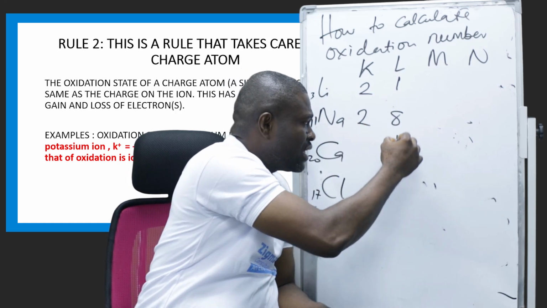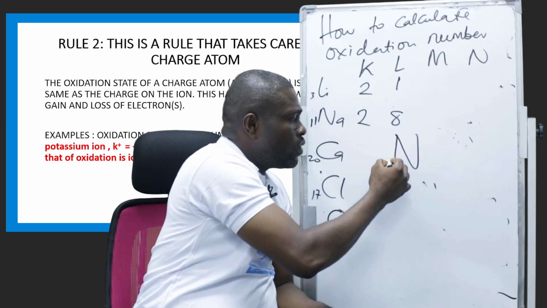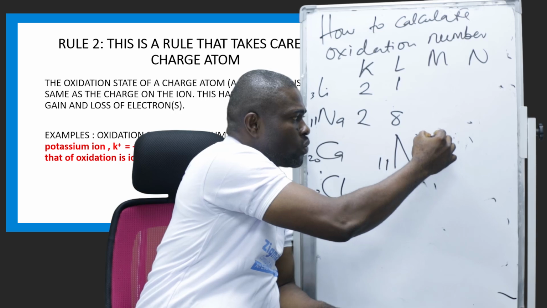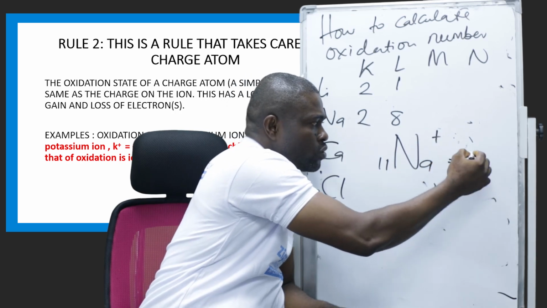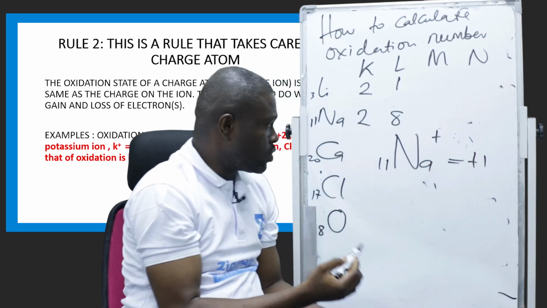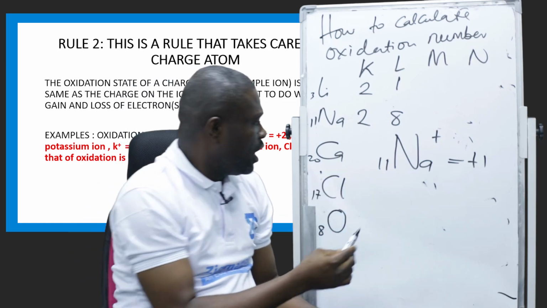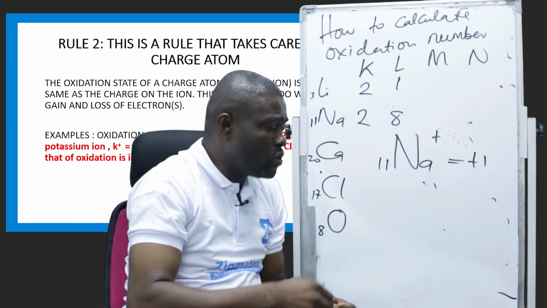That means when you write the symbol sodium, which is Na, atomic number 11, it has lost 1 electron. That means the oxidation number is what? +1. If you follow the same pattern, we'll go to calcium. Calcium will do what? How many electrons will it lose?